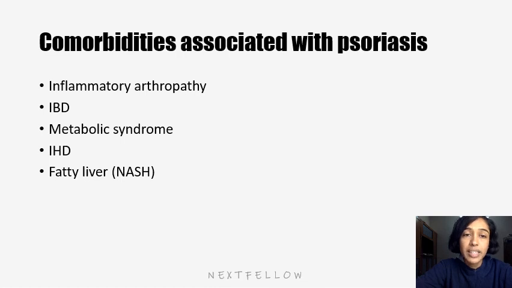Some comorbidities that are associated with psoriasis are the inflammatory arthropathy, okay, spondyloarthropathy. There's inflammatory bowel disease, Crohn's and ulcerative colitis, metabolic syndrome, so diabetes and hypertension and cardiovascular disease is commonly associated with psoriasis, along with obesity as well, and fatty liver or NASH.